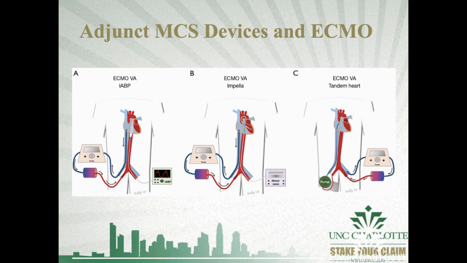All right. There's a few adjunct mechanical circulatory support devices that we use in ECMO. I'm just going to briefly touch on this so we don't get more confused and muddled. But you can have VA ECMO and you can have a balloon pump in, which is actually often used, and it's been found to actually have better outcomes in certain cases. You can have an Impella device put in, and you can have a tandem heart.